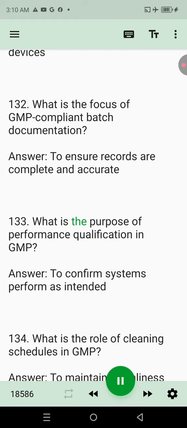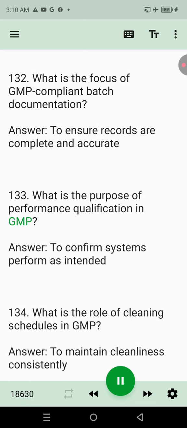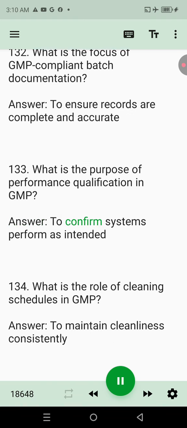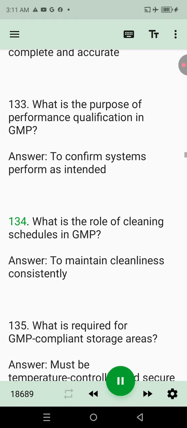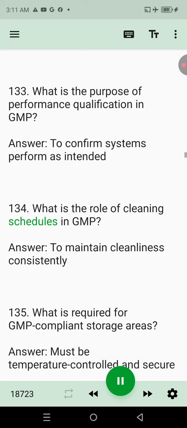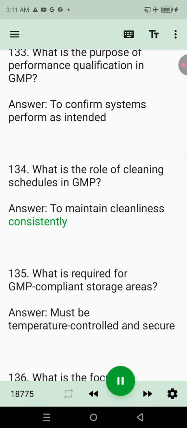133. What is the purpose of performance qualification in GMP? Answer: to confirm systems perform as intended. 134. What is the role of cleaning schedules in GMP? Answer: to maintain cleanliness consistently.